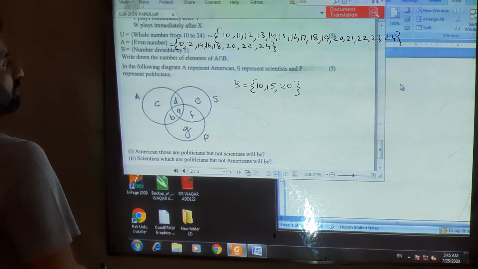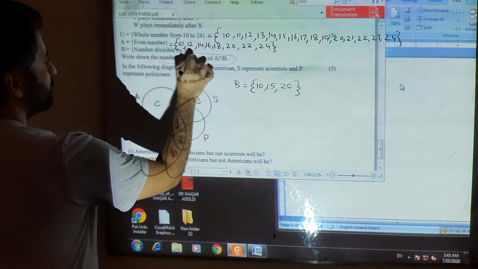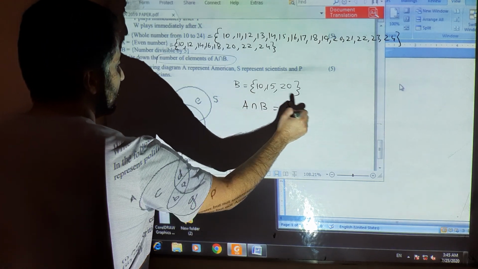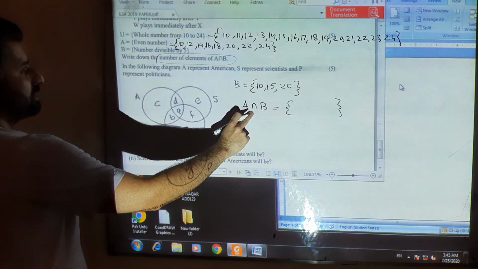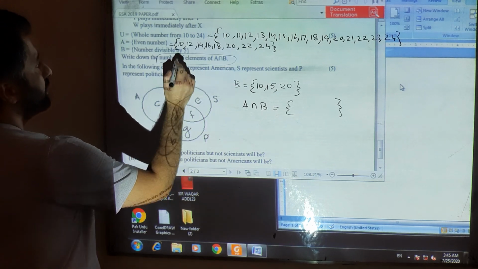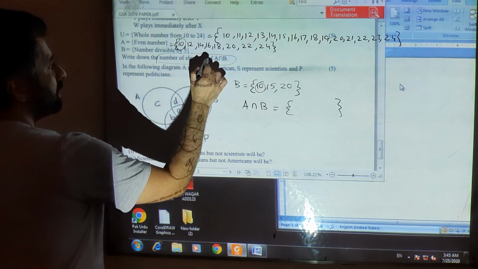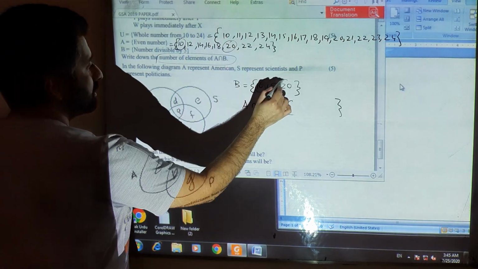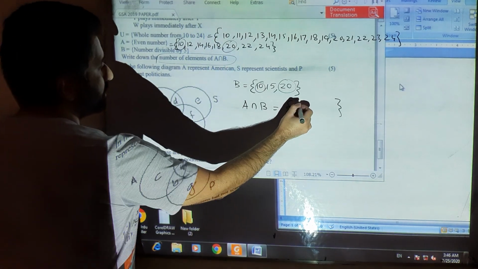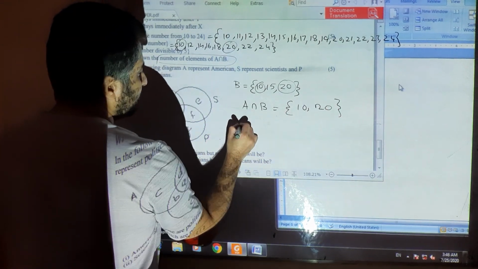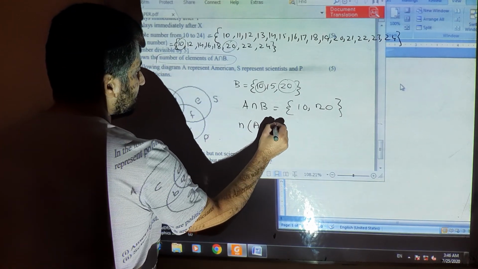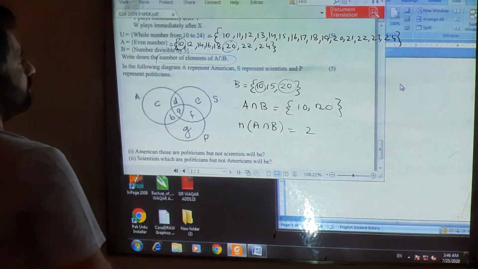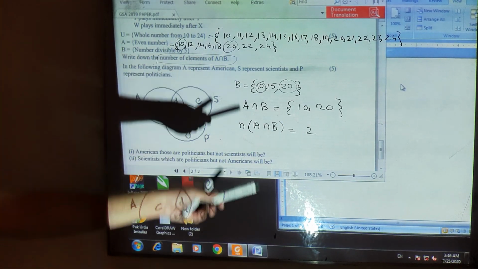Write down the number of elements. Okay, number of elements of A intersection B. First of all, find A intersection B, meaning the common elements in A and B. 10 is common, well 20 is common. So 10 and 20 are common, but we have to write n(A intersection B), meaning the number of elements in A intersection B. Well, they are 2. Number of elements are 2.